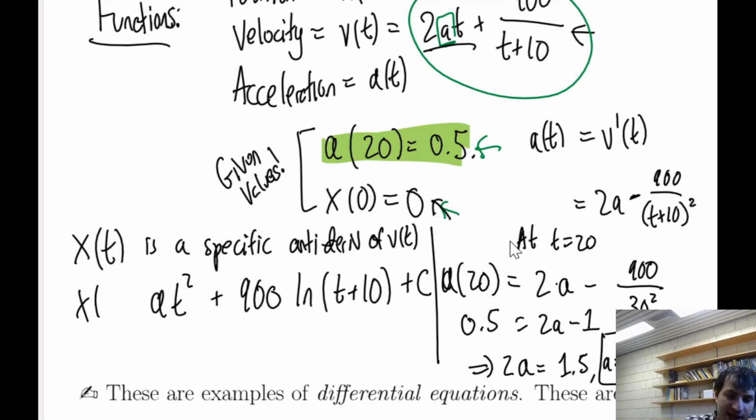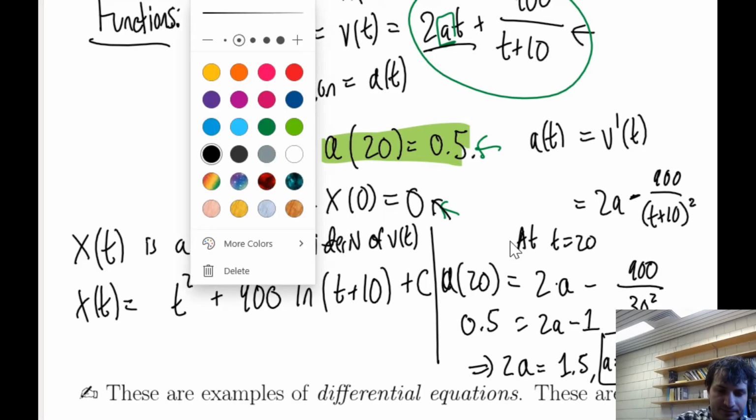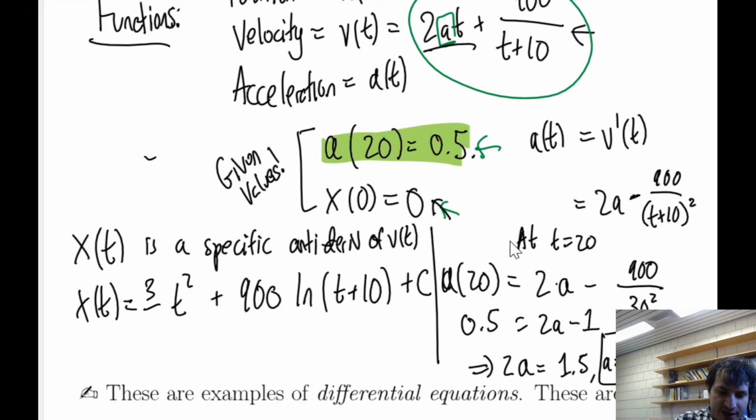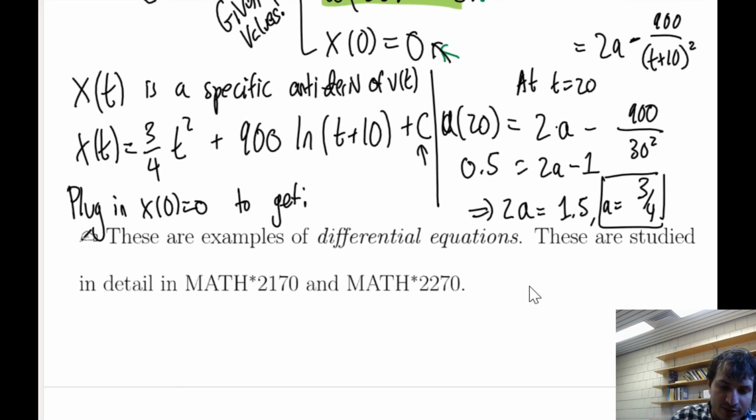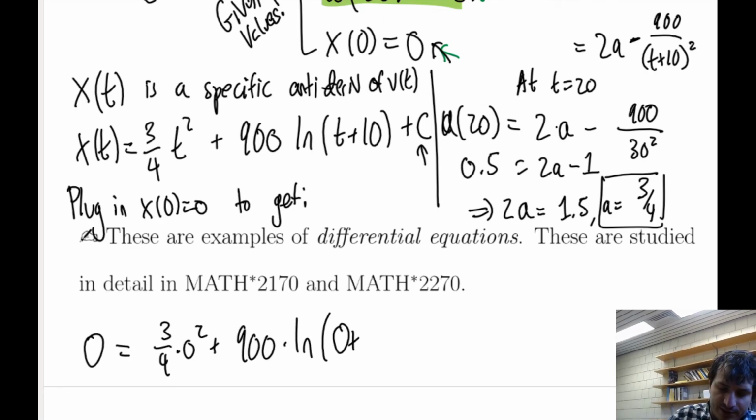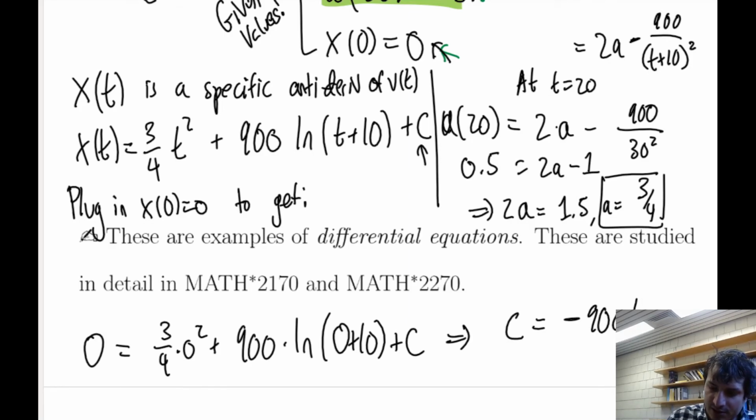So this is x of t. And we already figured out what a was. A was 3/4. So this is the formula for x of t, the position. We don't know the value of c yet. But if we use x of 0 equals 0, we can solve for c. So plug in x of 0 equals 0. If x of 0 equals 0, what do you get? 0 equals 3/4 times 0 squared plus 900 times ln of 0 plus 10, plus c. And therefore, c is equal to minus 900 ln 10.